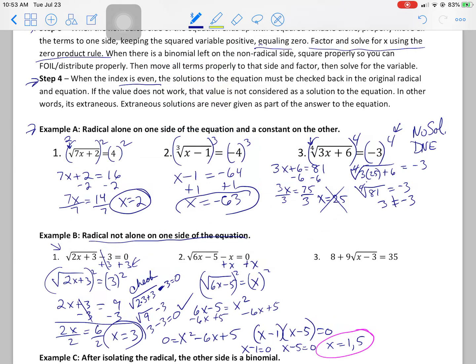All right, so look at all that's going on here. My radical is certainly not alone on one side. So the first thing I need to do is move the 8 out of the way. Okay, that's 27. Then I need to get rid of this 9. The radical is truly not alone yet.